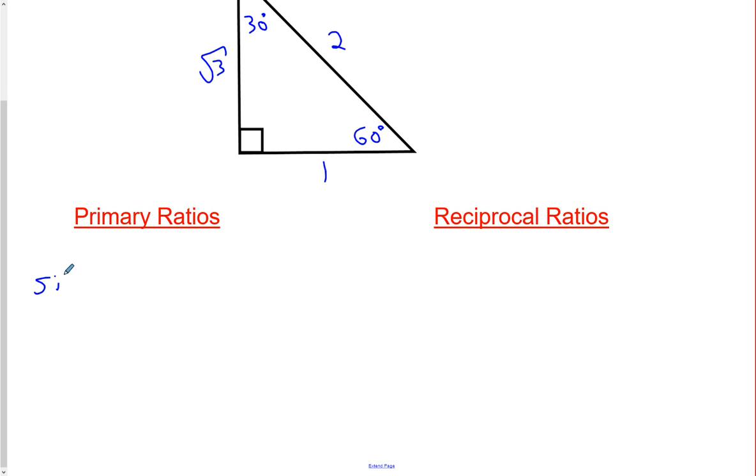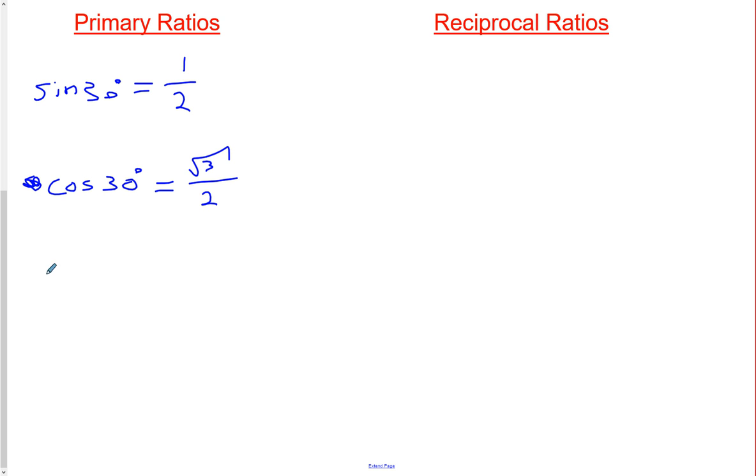I'm going to go sine of 30 degrees is opposite over hypotenuse. So opposite is 1, hypotenuse is 2. So that's 1/2. Cos of 30 is going to be my adjacent side over my hypotenuse. Tan of 30 is going to be my opposite side over my adjacent side. And we remember that we can turn that into root 3 over 3.